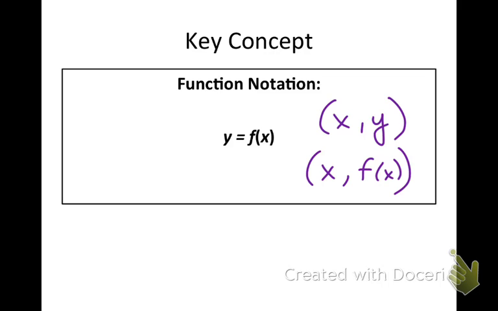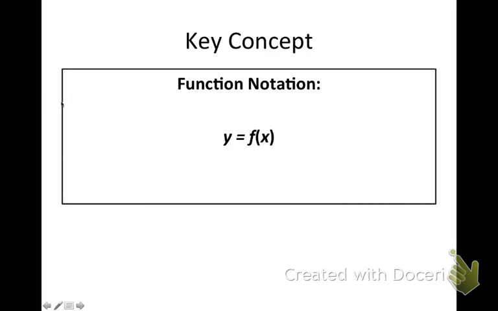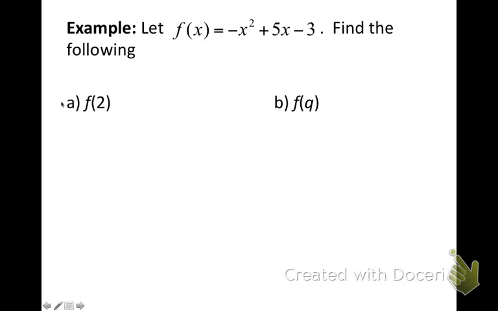And the reason why we use function notation is if you're talking about a whole bunch of different functions, you can change this letter f to function g, function h, function r, function s, and then whatever number is inside the parentheses is the number that you're using to represent your x variable. Okay, so you got your input and then you get your output. Okay, so let's see what we remember about function notation. If I give you a function f, so f of x equals negative x squared plus 5x minus 3.